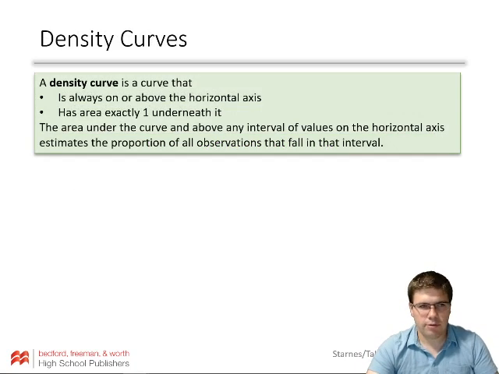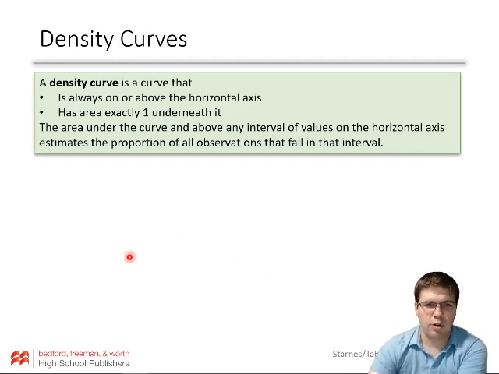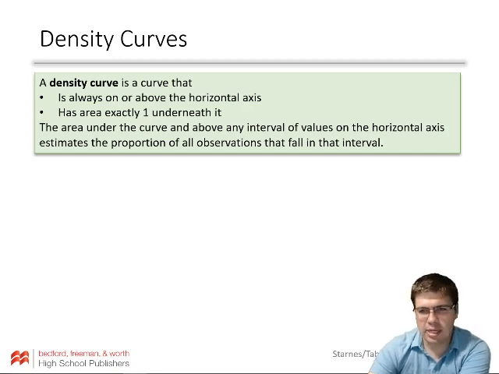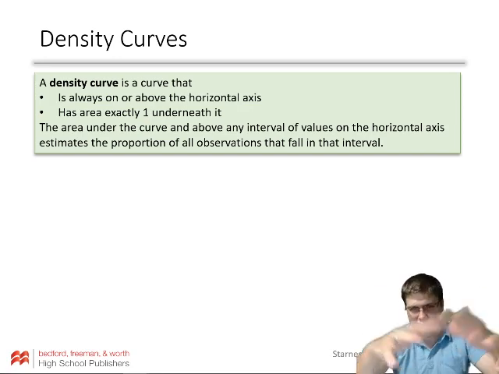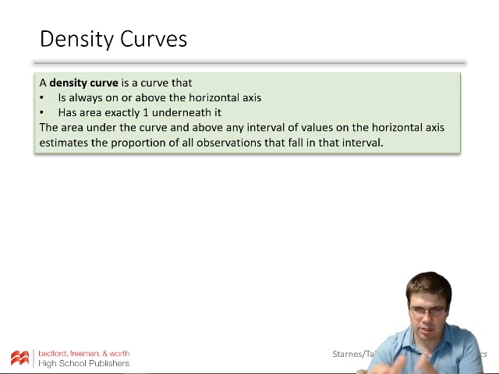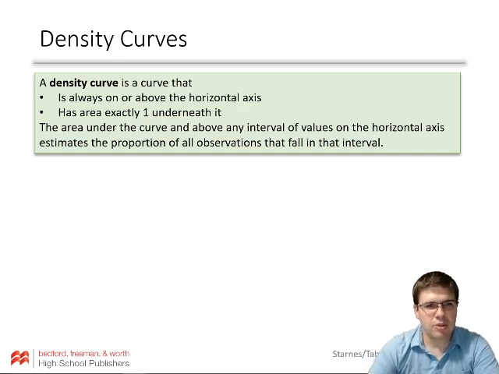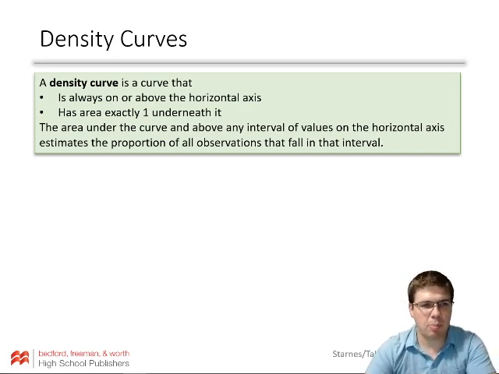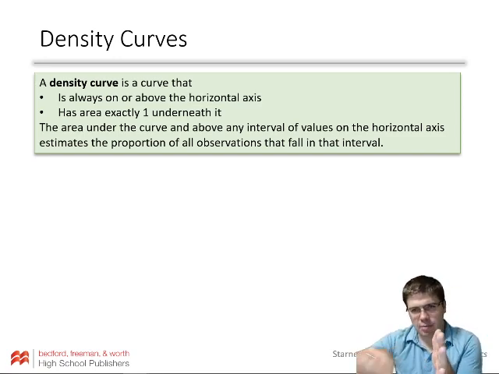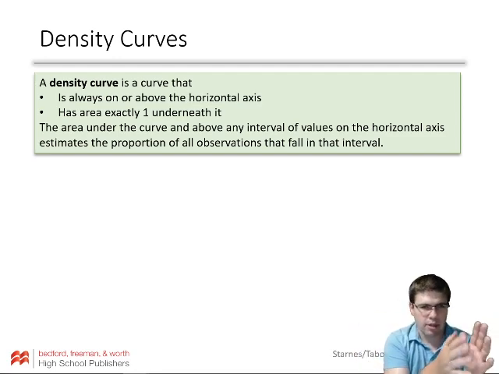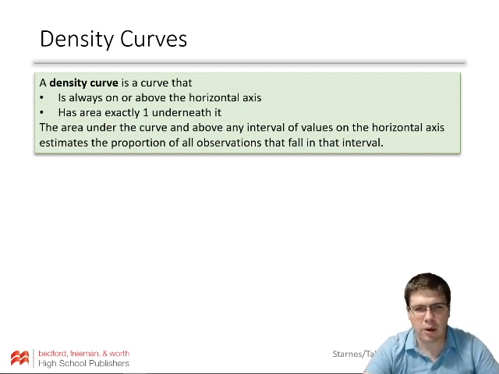All right, so a density curve is a curve that is always on or above the horizontal axis, and the area below it is exactly 1. It shows a proportional relationship, so the entire area is 1, and a section of it will represent a certain proportion of that distribution. The area under the curve and above any interval of values on the horizontal axis estimates the proportion of all observations that fall in that interval. Because we have that area of 1, if about half of it sits in a particular region, that should be about half the distribution. If a third of that area is above another interval, those values should happen about a third of the time.